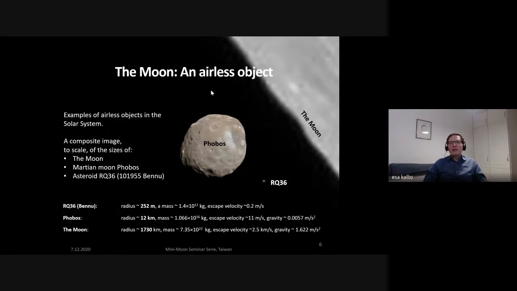As the name implies, there is no air. But this kind of interaction type is the most common in our solar system, because we have a lot of asteroids, small bodies. I try to put the moon at the same scale, for example, as the Martian moon Phobos, or an asteroid. So the moon and also Mercury belong to the same category. But at the moon, of course, it differs.